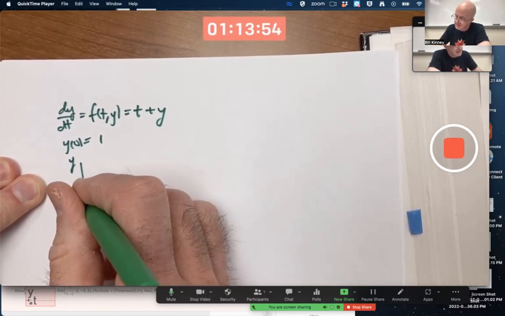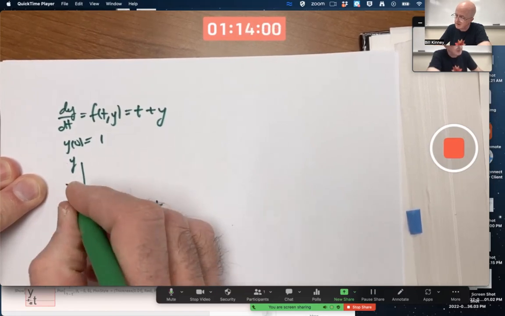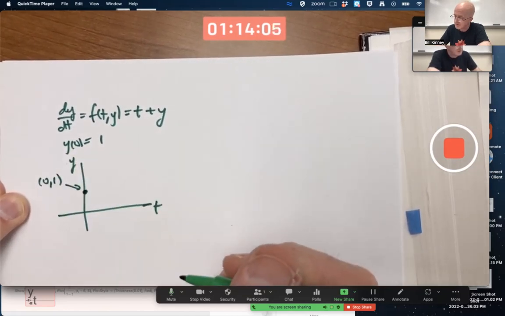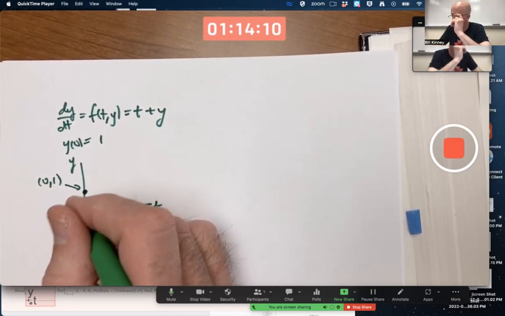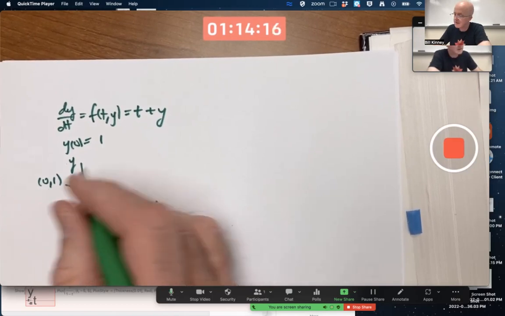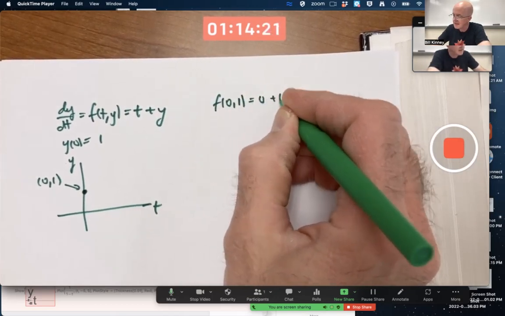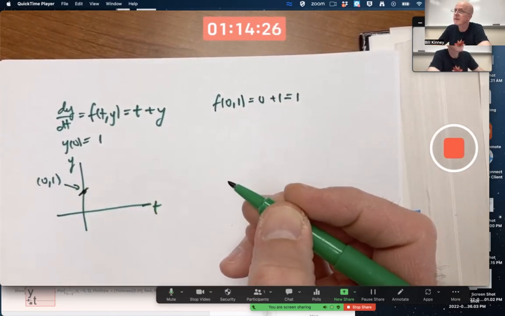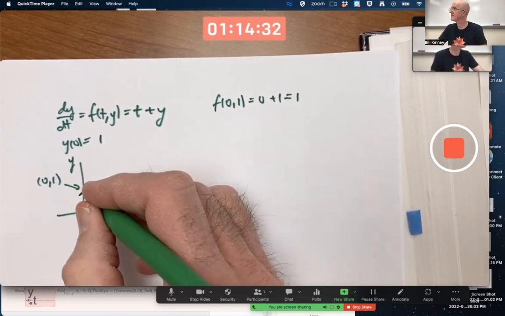We want to think about approximating the solution of that differential equation's initial value problem going through this point, (0, 1). y equals 1 when t equals 0. The solution has to follow the slope field. What is the slope of the little line segment in the slope field at this point? You've got to plug that point into the right-hand side. f(0, 1) is 0 plus 1, which is 1. The slope mark in the slope field is going to have a slope of 1 right there. That's going to be tangent to the solution curve that passes through that point.